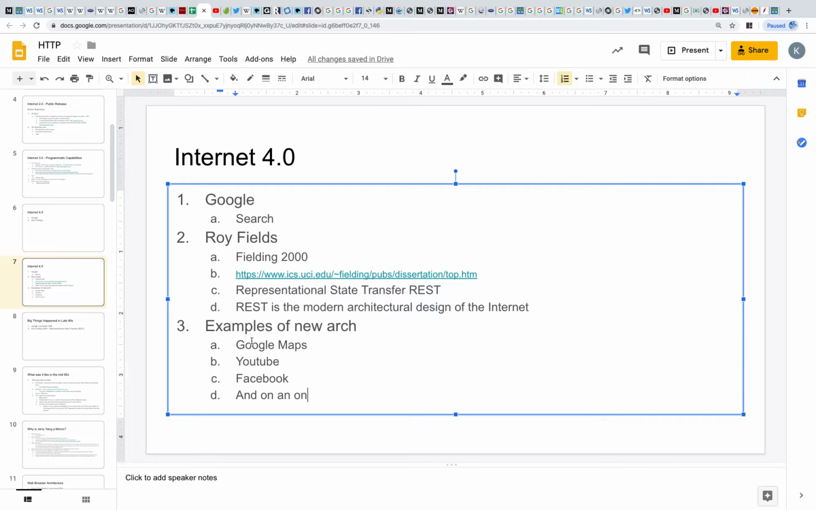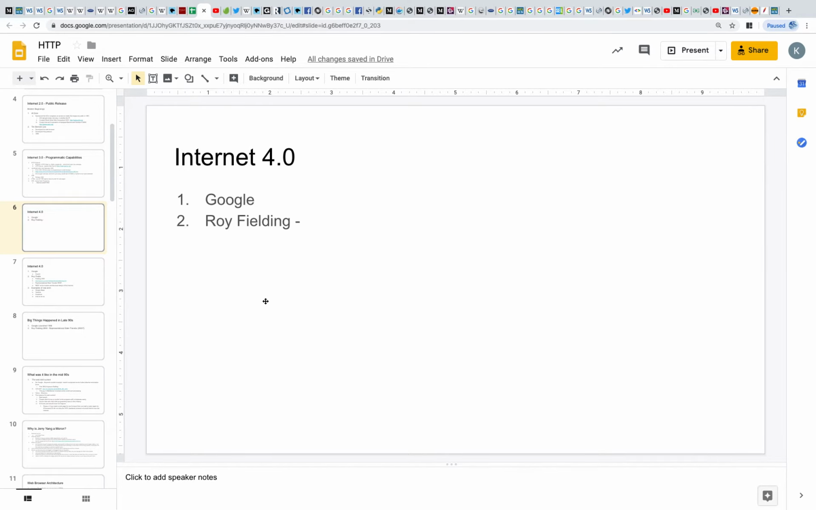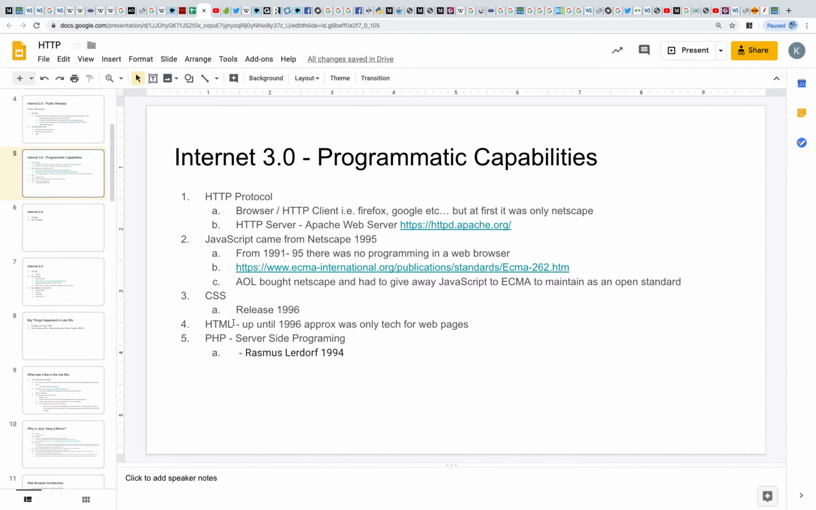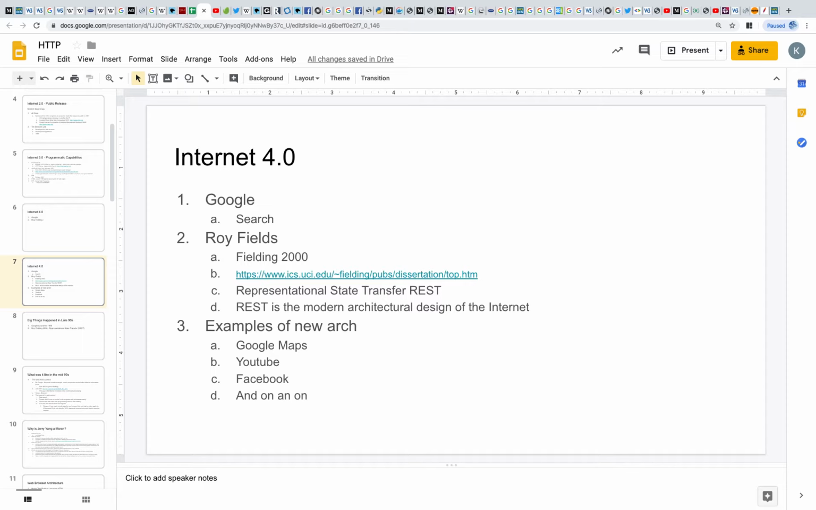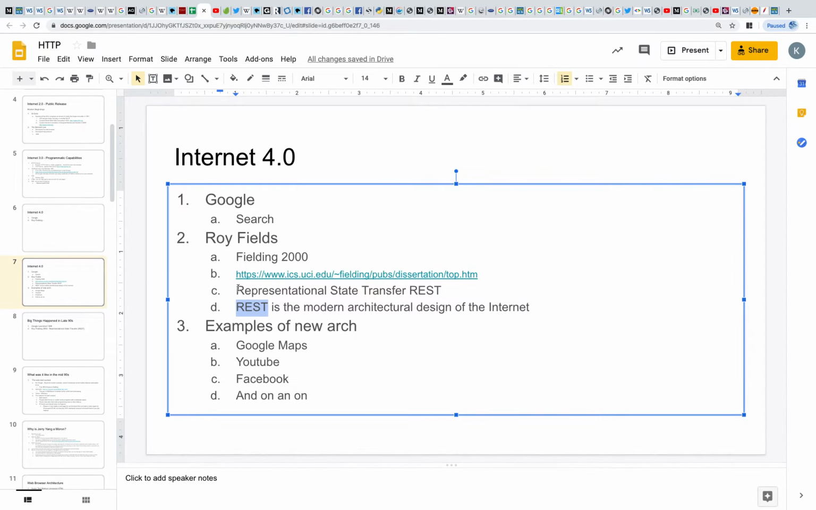So Google Maps was the first real implementation of a REST application that people came in contact with all the time. So what is REST? REST stands for Representational State Transfer. And REST is basically the modern architectural design of the internet. And what does that mean?